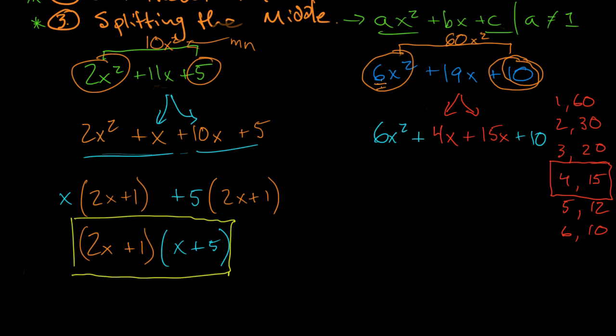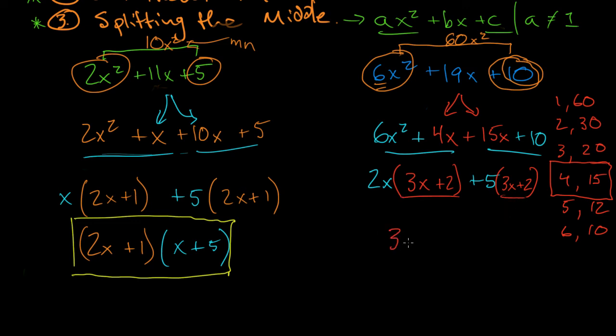Notice that this expression is still equal to the one up here. I've just split this middle term, which allows me to factor these two groups. In the first group, the greatest common factor is 2x, and that leaves me with 3x plus 2. And in the second group, the greatest common factor is 5, and that also leaves me with 3x plus 2. Well, since now these two expressions have a greatest common factor of 3x plus 2, I can factor that out, and I end up with 3x plus 2 times 2x plus 5.